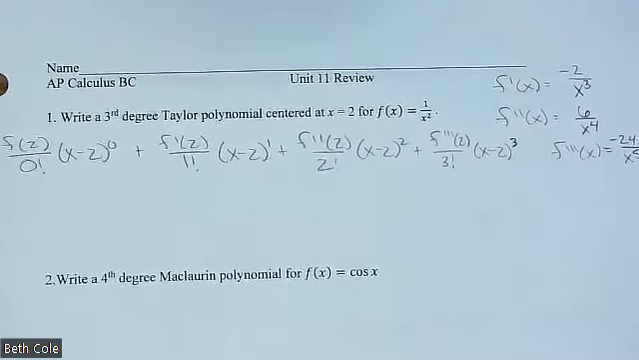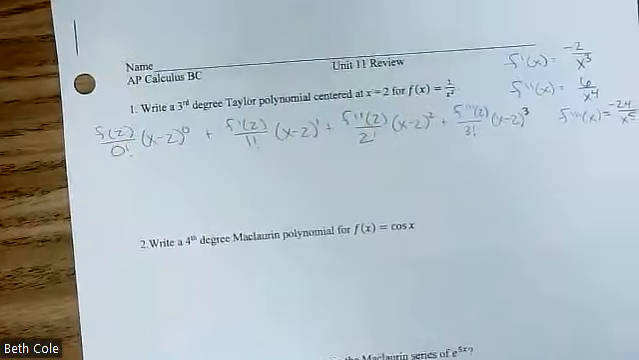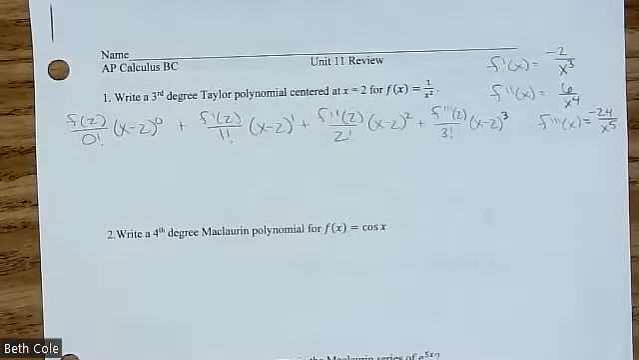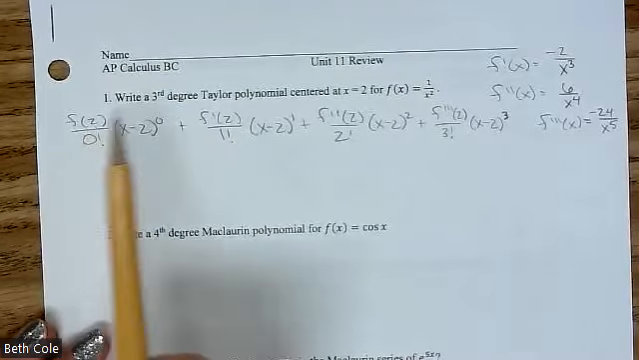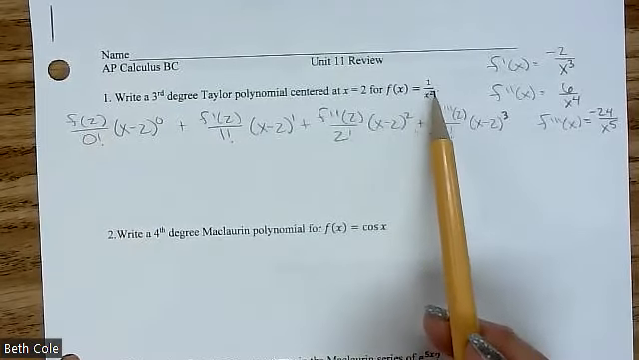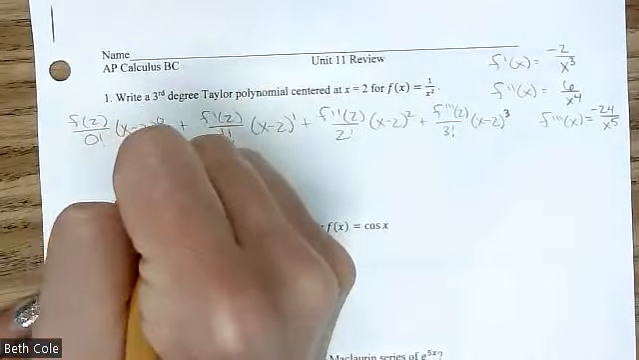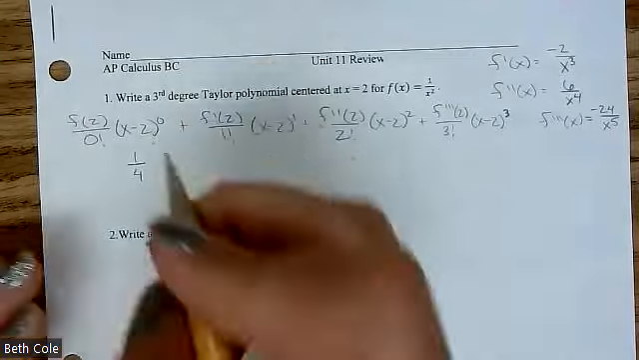There we go. I just had to scooch that over a little bit. And then we're just going to go and plug everything in. So for this first one, f of 2. So you're going to plug 2 into that original equation. That would give you a 1/4. All the rest of that goes away. So the entire first term is just 1/4.